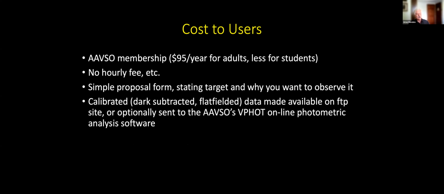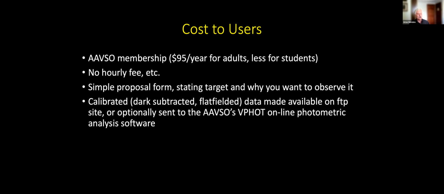And like I said, it's a membership benefit. So if you're an AAVSO member, you have access to the network. No hourly fee. You don't have to pay money to a robotic system. But at the same time, that means that you have sort of less access. You could buy all the time on some robotic telescope farm if you had the money. But in this case, you generally have to submit a proposal. It's very simple, stating what kind of a target you want to observe and why you want to observe it. And then we will grant you time on the network to do that.